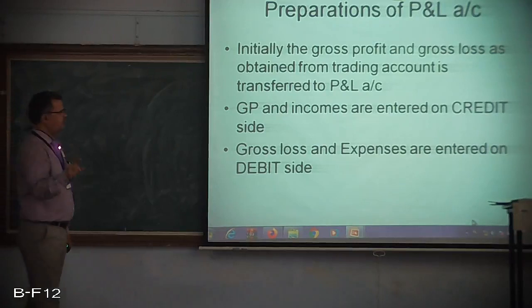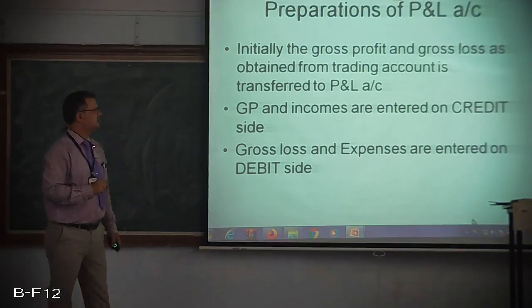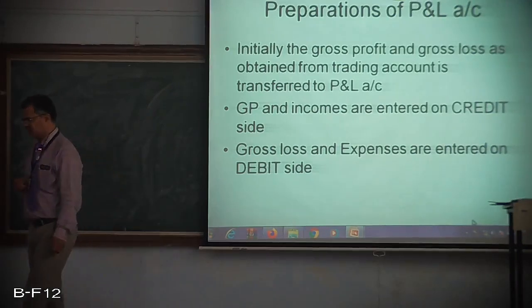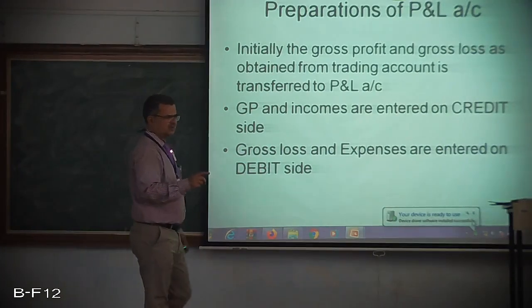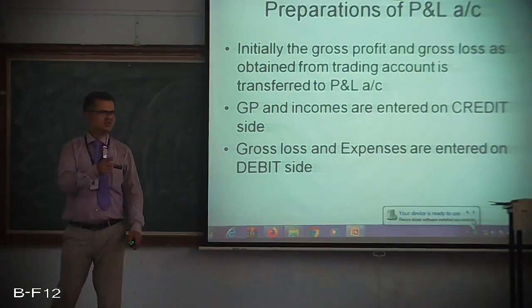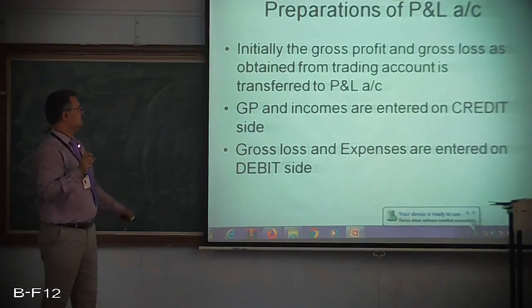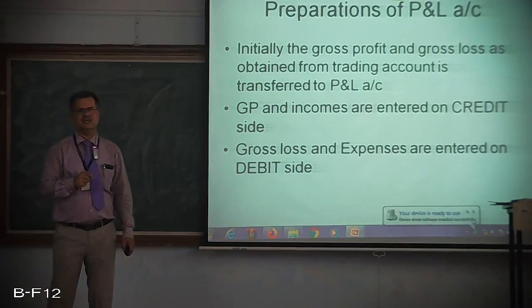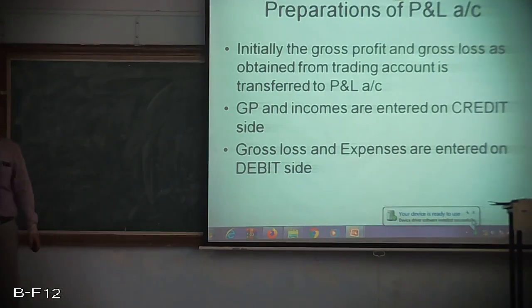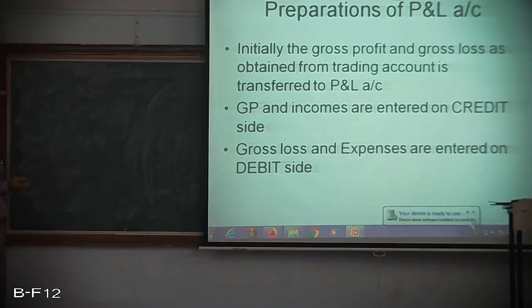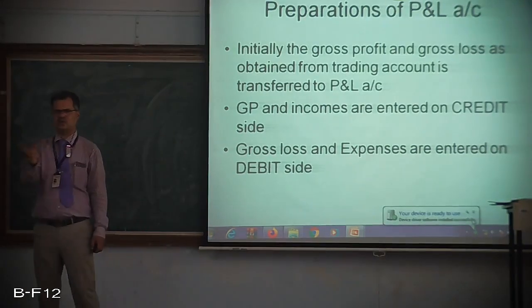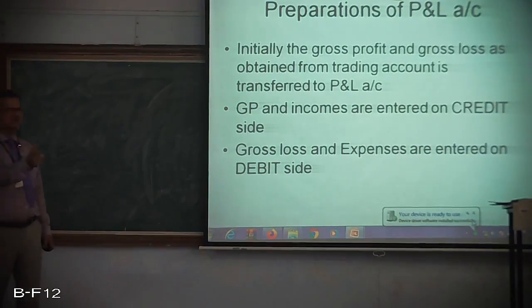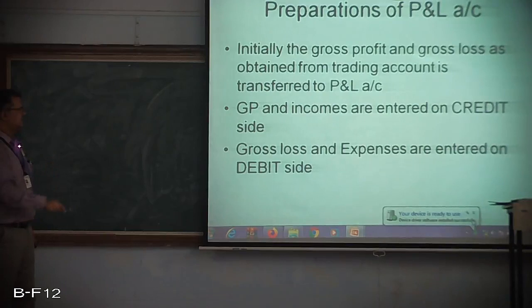Next, the gross profit and incomes are entered on the credit side. I told you, credit and debit are banking terms. There are two sides in a P&L account: the credit side and the debit side. The gross profit and incomes are entered on the credit side, and the gross loss and the expenses are entered on the debit side. We'll solve a problem to understand how to enter these two separately, in the credit side and the debit side.